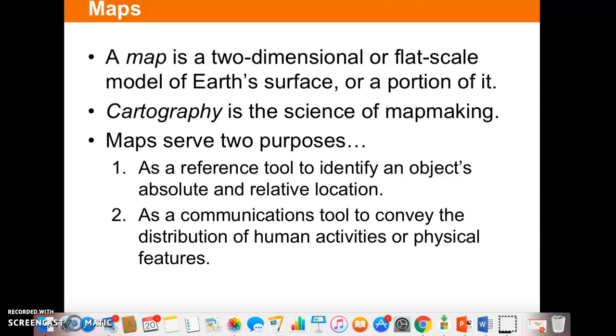A map is a two-dimensional or flat-scale model of the Earth's surface, or at least a portion of it. The science of map making is called cartography. And we use maps for two main purposes. One is a reference tool to identify where something is, whether it's an absolute or a relative location. And we also use them as a communication tool to show the distribution of human activities or the distribution of physical features across a landscape.